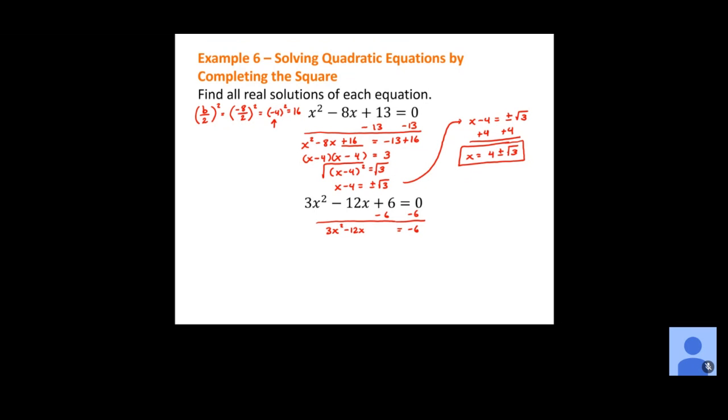Now, something that's different about this one is we actually have a coefficient in front of our x squared. So before we can complete the square, we need to actually factor out that value. Okay, and notice I said just that value, not the x, just the 3. So I'm going to factor out a 3 here. That's going to leave us with x squared. And I also have to factor out the 3 from the -12x. So that's going to leave us with a -4x.